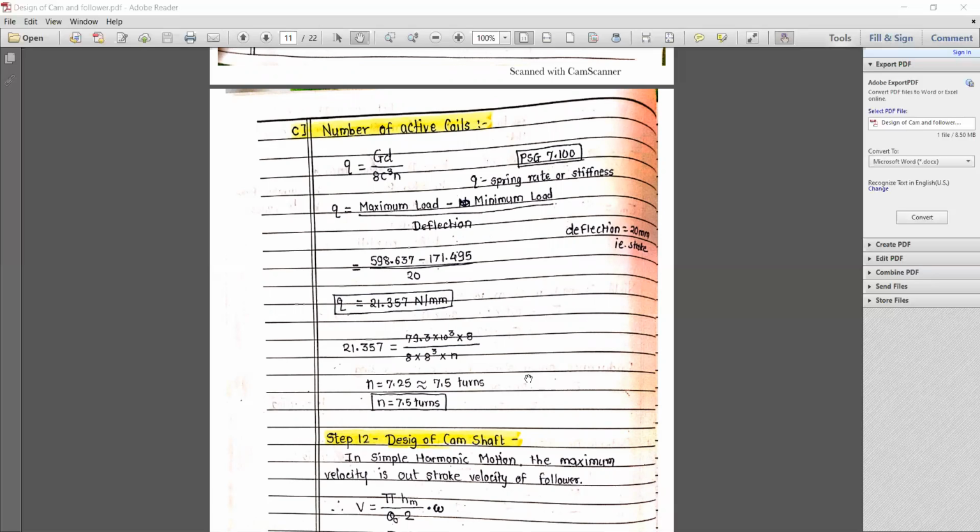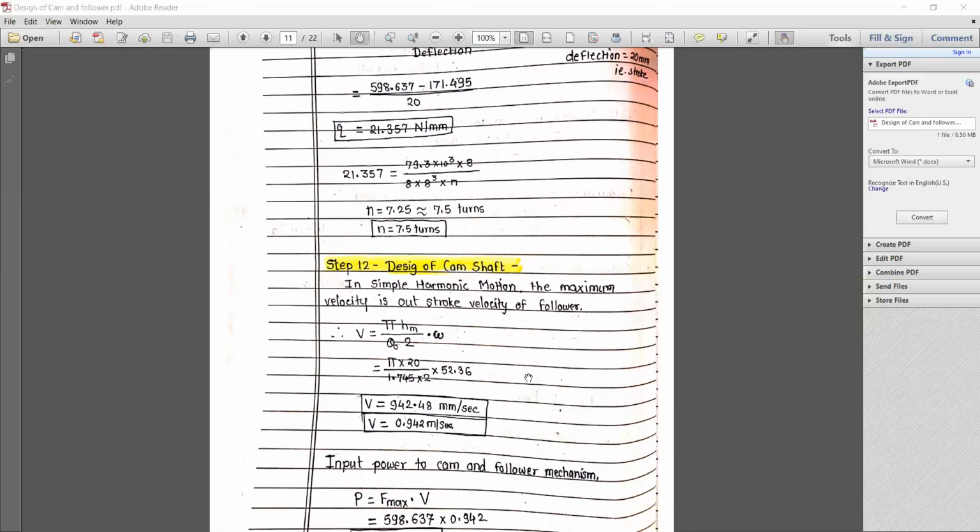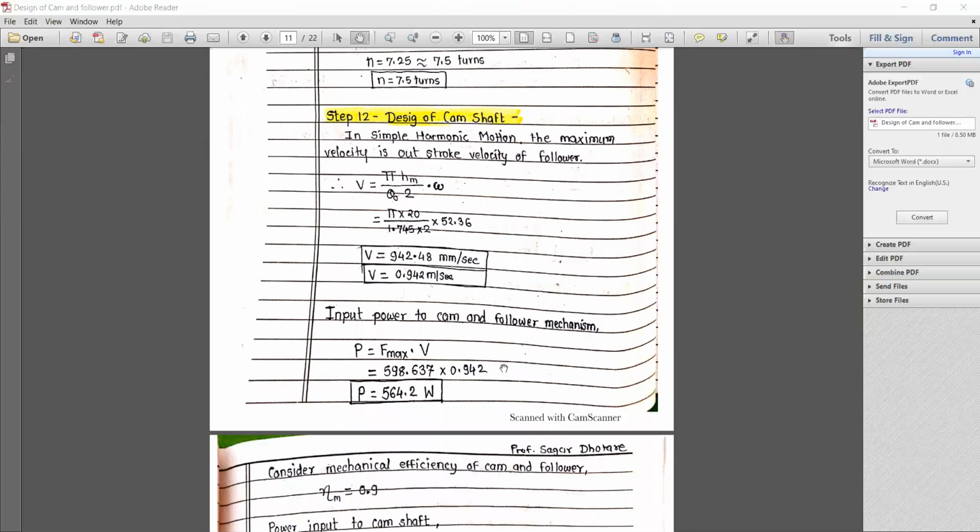Now using the equation Q is equal to G d divided by 8 C cube into N, page number 7.100, and putting all the values, we get N, the number of turns, equal to 7.25, approximately 7.5 turns active. Next one, design of camshaft.